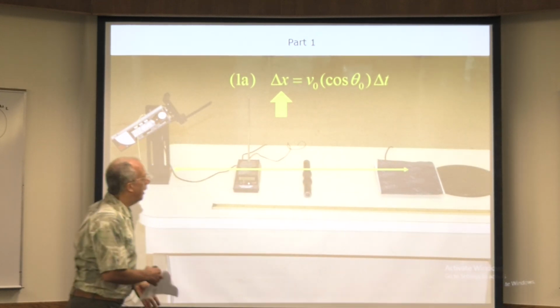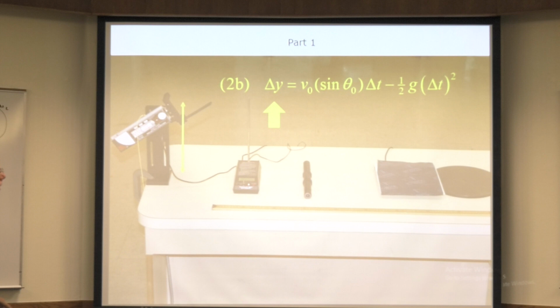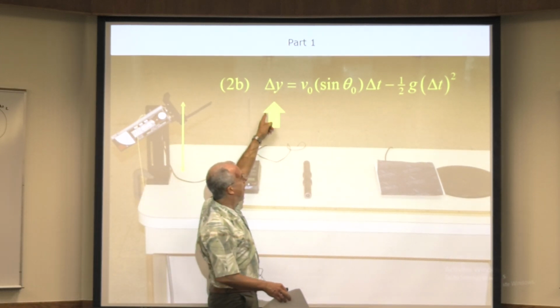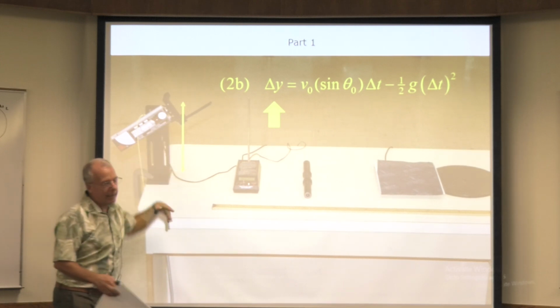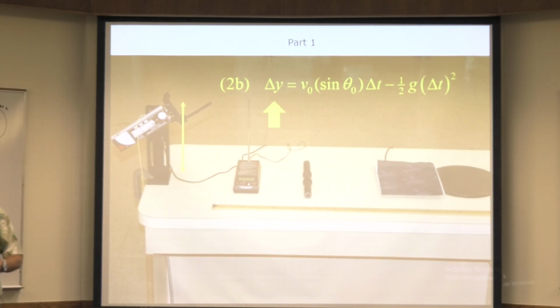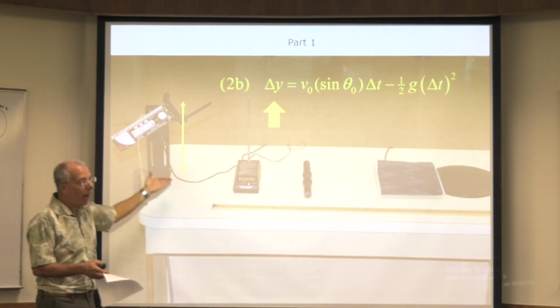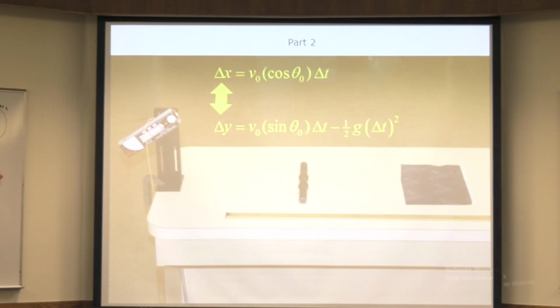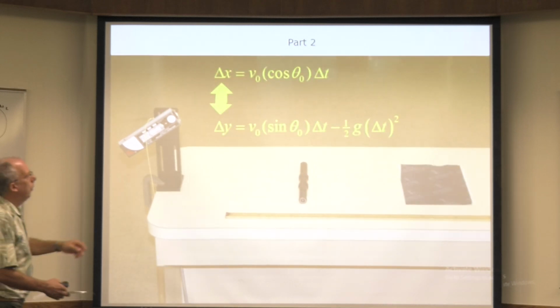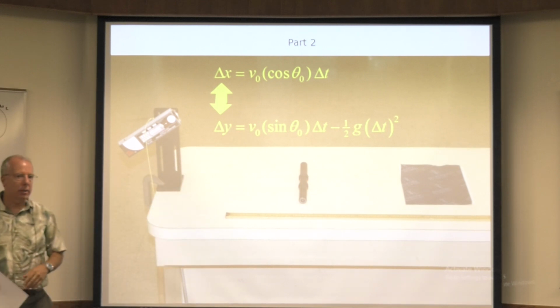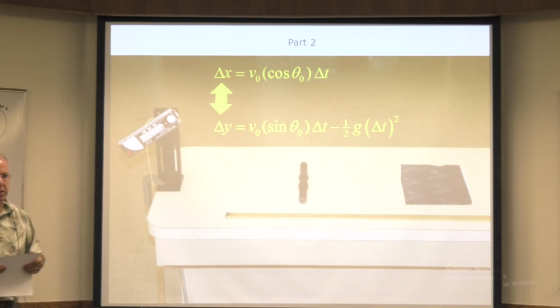On the other hand, for 1B, there's no delta x anymore. There's a delta y. And so again, we're just using different measurements for each different method. And delta x is going to have different errors than delta y. For part 2, we're going to have to measure delta x and delta y. And so again, we should expect different results since we're using different measurements.